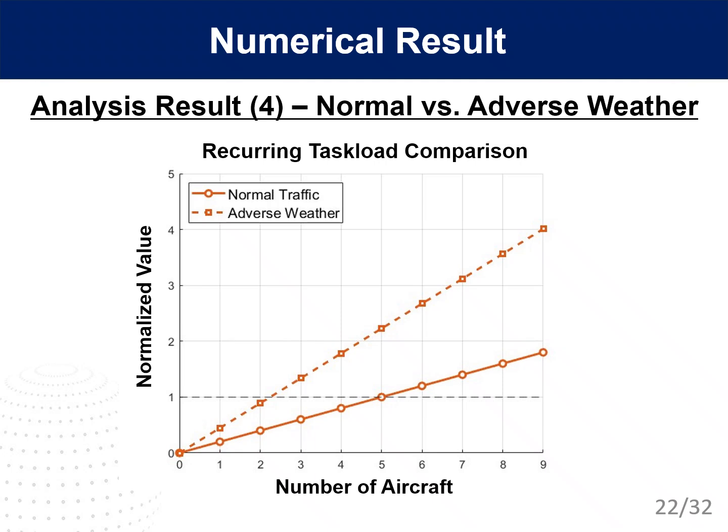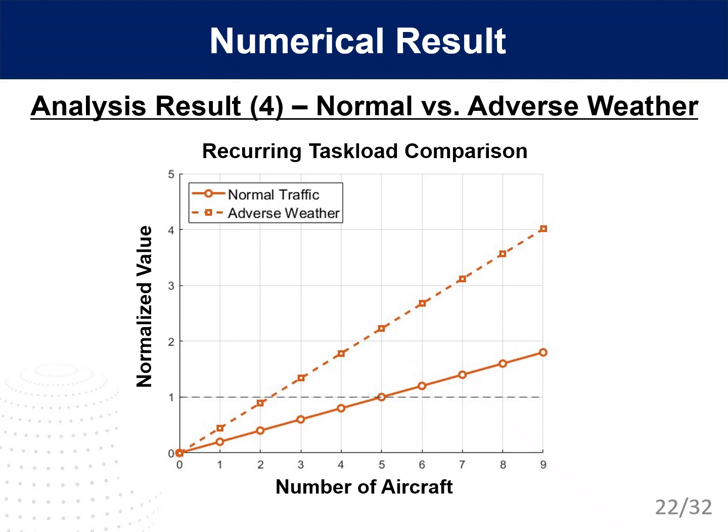This is the analysis result of the comparison of task load between the normal and adverse weather scenarios. Each task has a different scale, so we couldn't directly compare them to each other, so we normalize based on a reference value. To be more specific, in this analysis, the task load corresponding to the average number of aircraft in the normal traffic scenario is used as the reference value, and the task load of both the normal and adverse weather scenarios were normalized to this reference value for comparison.